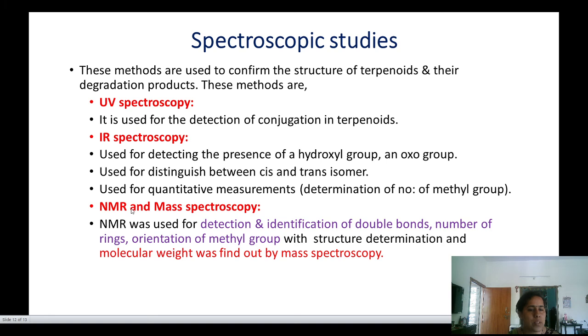Next is NMR and mass spectroscopy. Already, all spectroscopies we have seen in detail in semester 5. Therefore, I won't stress on this. In illustrating the structure of citral, I will stress on these spectroscopies. NMR is used for identification of double bonds, number of rings, orientation of methyl groups and structure determination, and molecular weight is found out by mass spectroscopy.